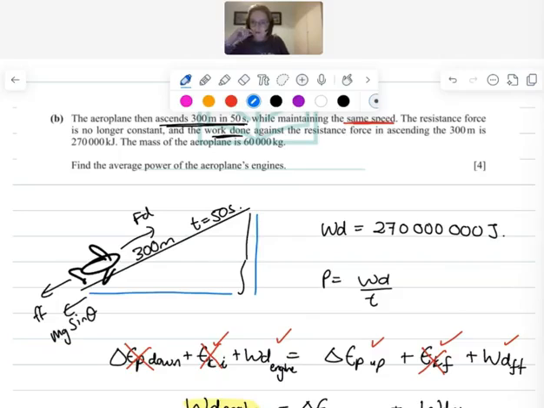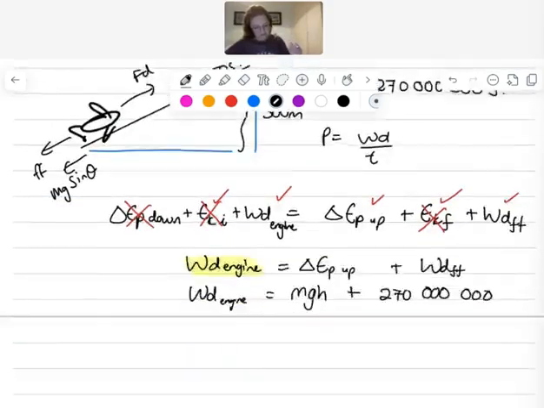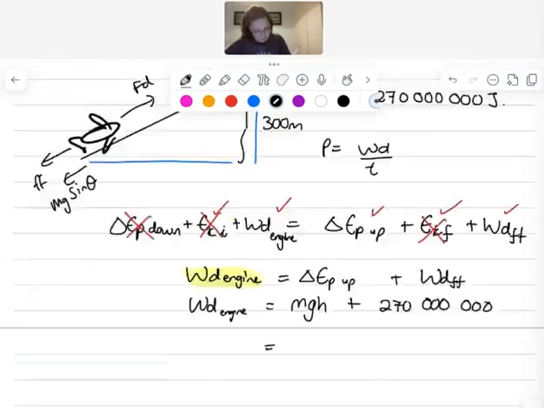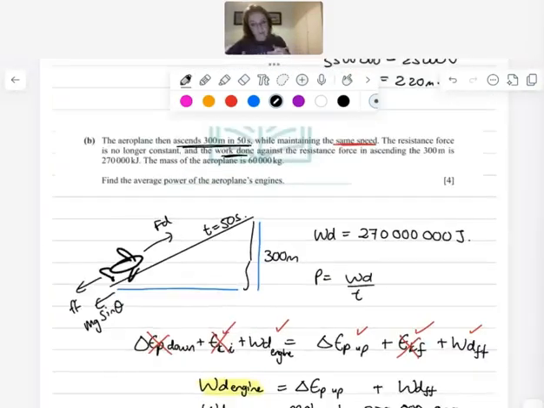Okay, so the plane ascends 300 meters. This is making me wonder, is it 300 meters here, or is it 300 meters up the slope? Okay, we're not going to have to do Suvat. I think it's just ascending 300 meters. So that means I've got my mass, and then the time is going to be for my work done, my power calc. You see what I mean?